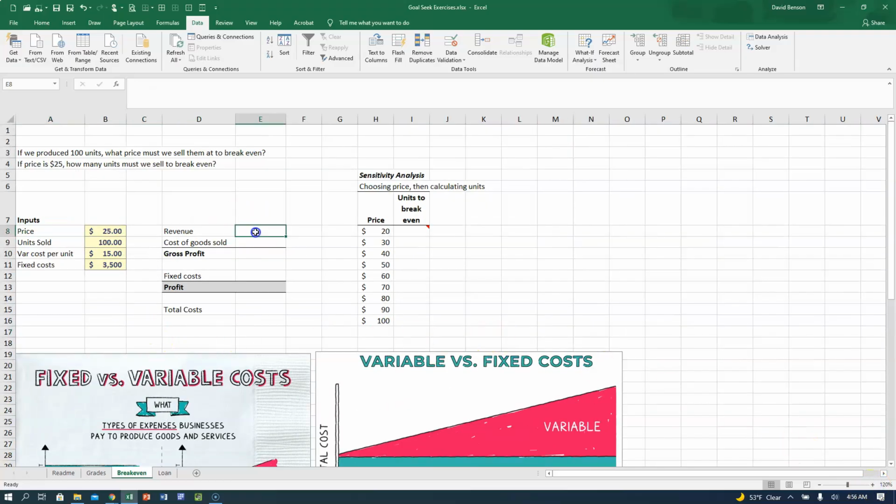Okay, so revenue is price times quantity, right? I sold 100 units at $25 a unit. So I'm going to say it's equal to sales price times units sold.